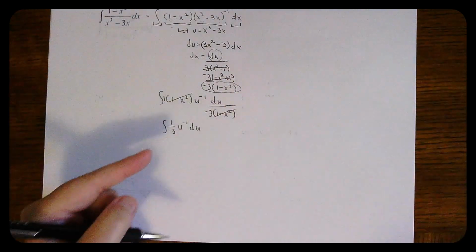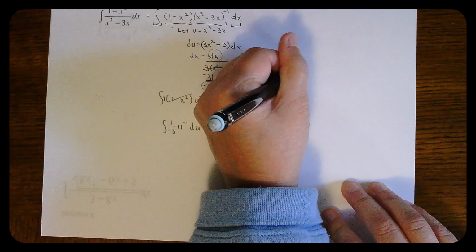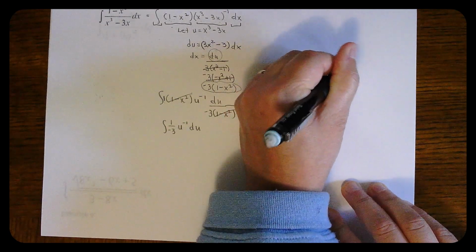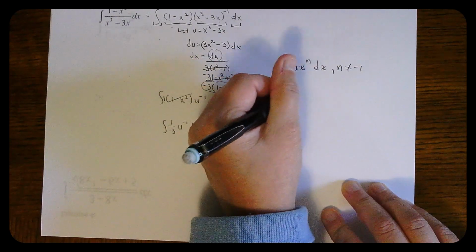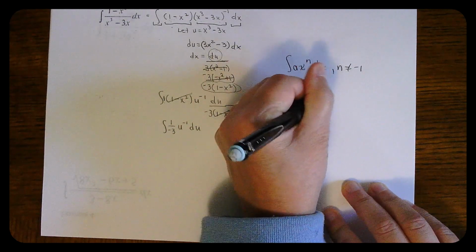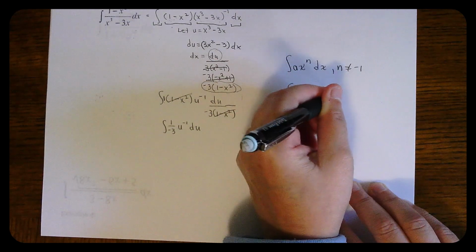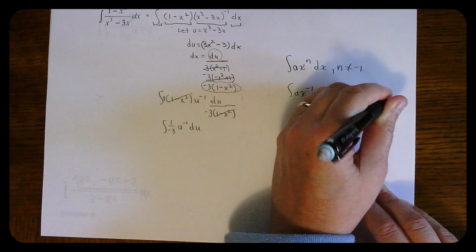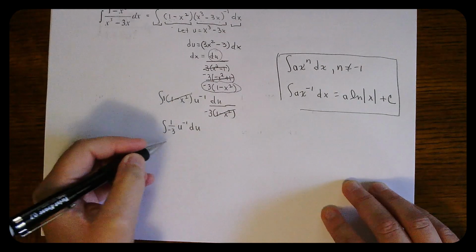Okay, so now it's time for me to remind you about the other rule. So we want to try to get our integrals in this shape when n does not equal -1. But what if n does equal -1? Well, then we can use this rule. So the antiderivative of x to the -1, remember, is ln of the absolute value of x. So that's what we're going to use here.